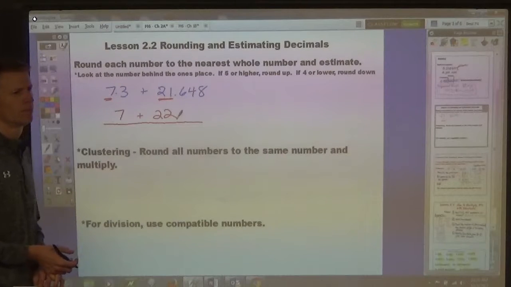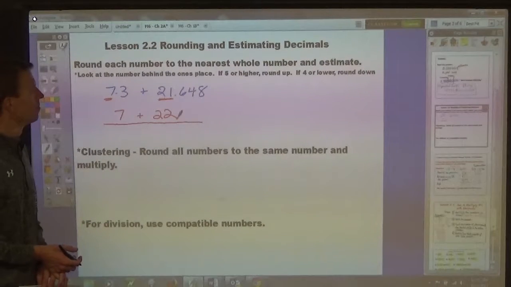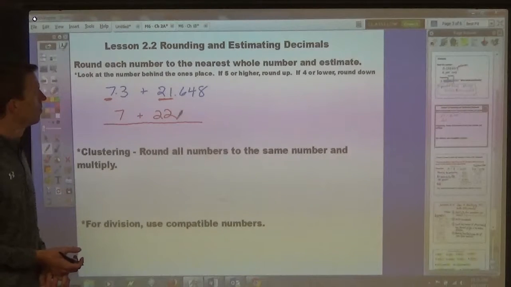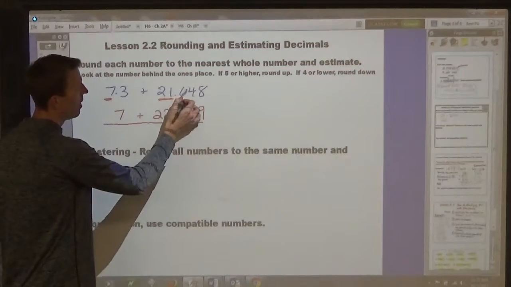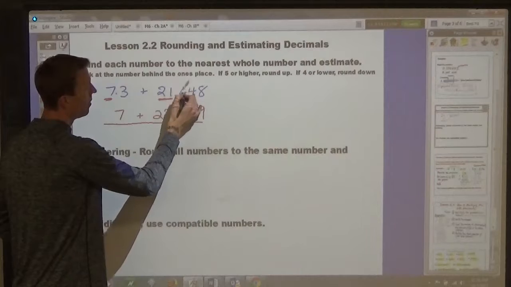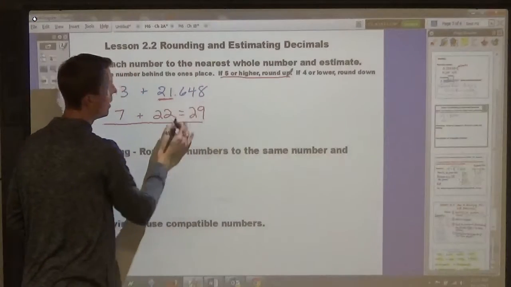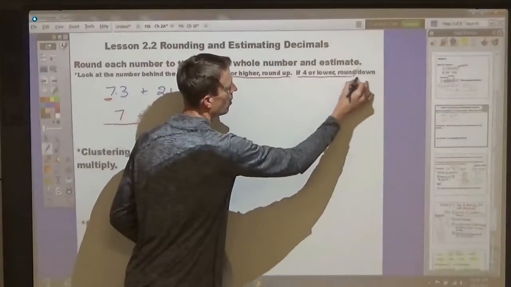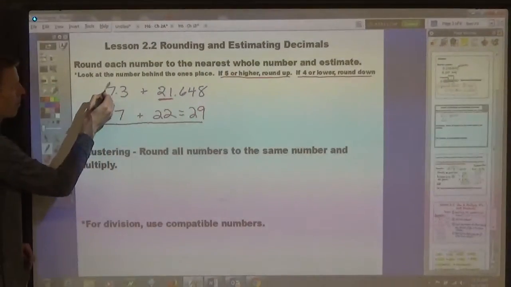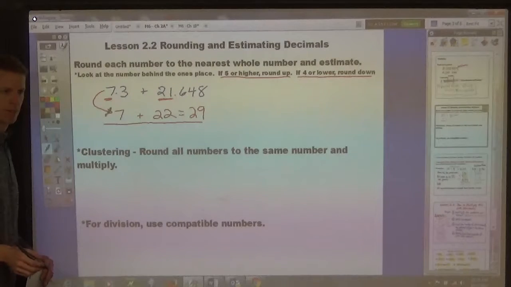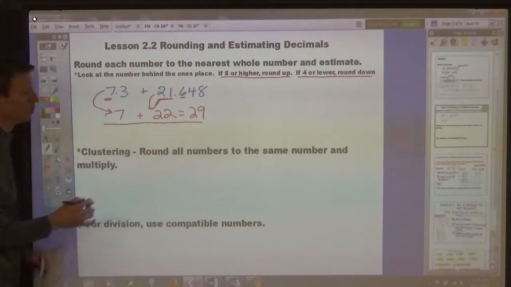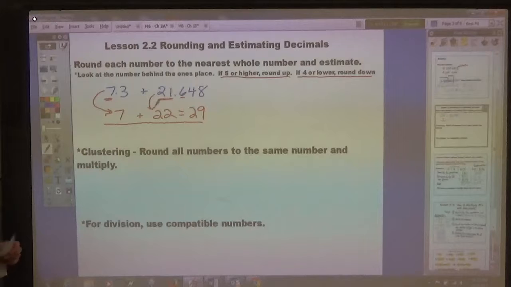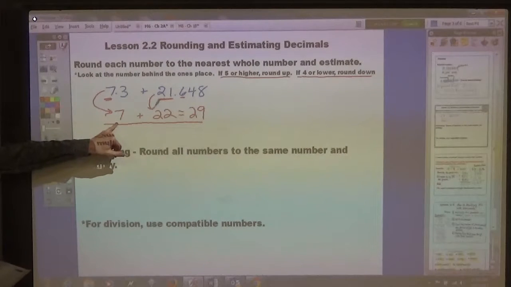Yes? I thought you were, oh, wait. Aren't you supposed to change it to 22? Yeah, 22 actually. That's a good point. Because then you look at the place behind, and if it's a 5 or higher, you round it up. And if it's a 4 or lower, round it down. So 7.3 is rounded down to 7. And 21.6 is rounded up to 22. Okay? So that is a better way to round this one. All right?